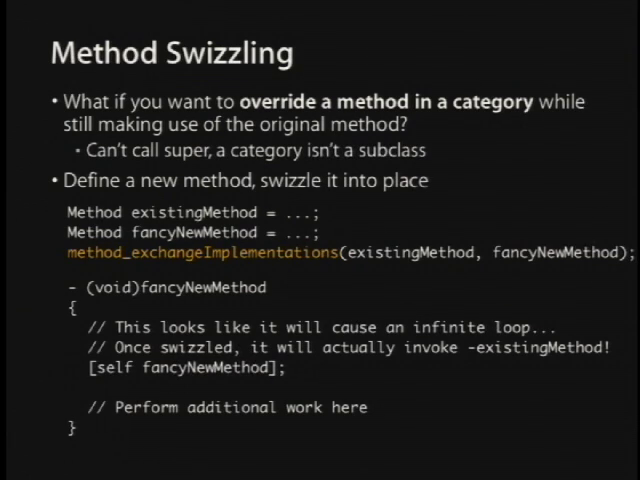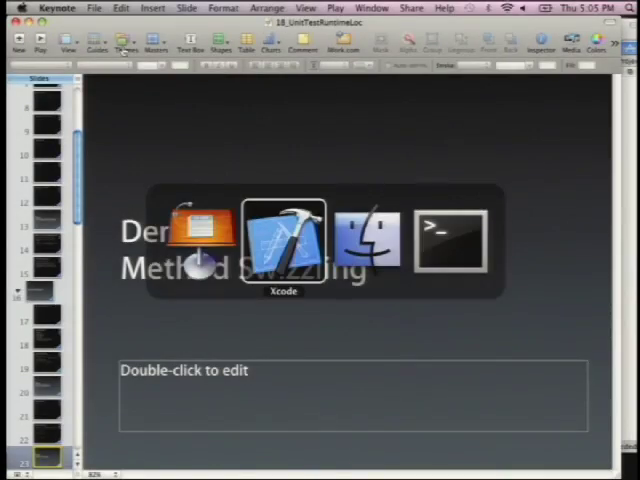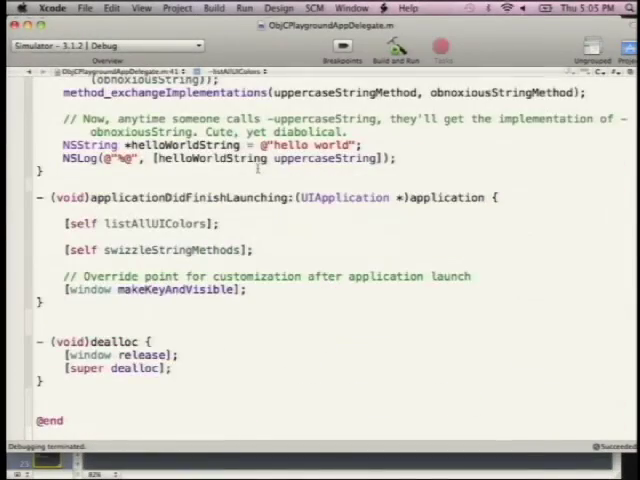Now, just looking at it, it probably seems like, hey, that's obviously going to be an infinite loop and call itself forever. The reason it's not is because method_exchangeImplementations is going to swap the IMP from uppercaseString with the IMP from fancyNewMethod. So when other existing code calls uppercaseString, what will actually end up running is our method here. And when we call fancyNewMethod, what will actually end up running is the original uppercaseString code, because we've actually swapped out their implementation methods. It's a little weird, but let's take a look, and hopefully it'll be a little easier to understand.